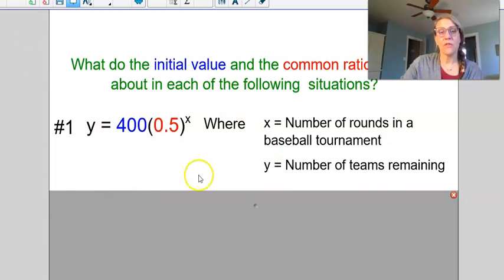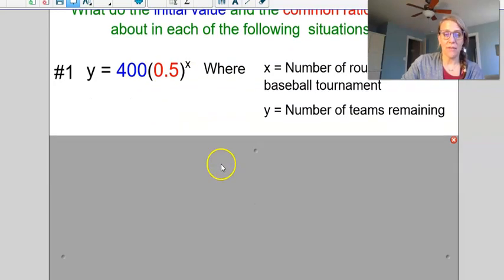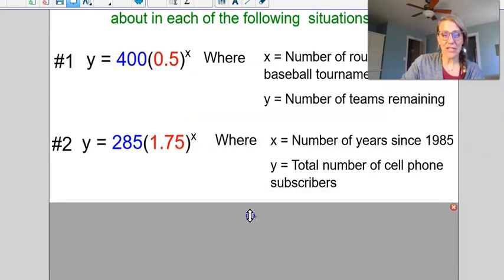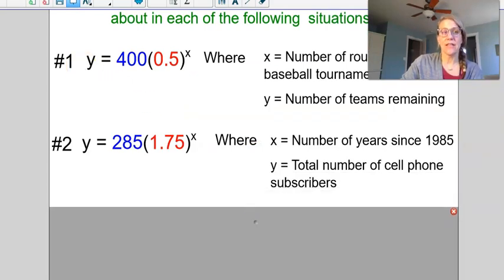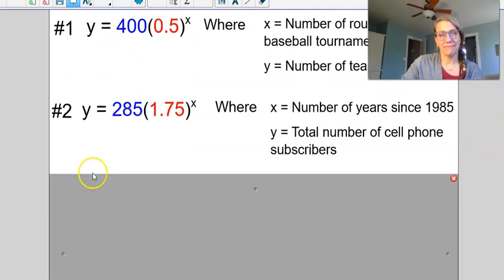So you should have found that in this situation, the baseball tournament started with 400 teams, and that the number of teams was decreasing by half every single round. So it's one of those single elimination tournaments. Next situation looks like this. What do you think this is all about?